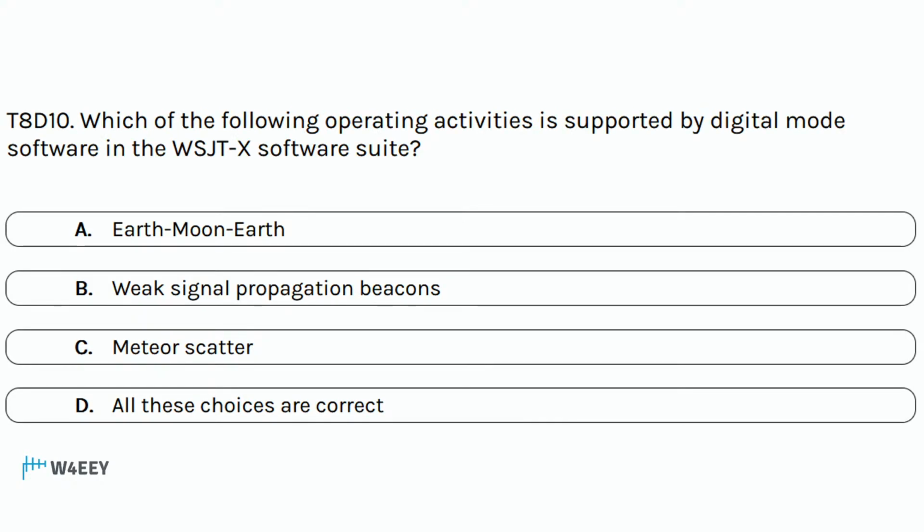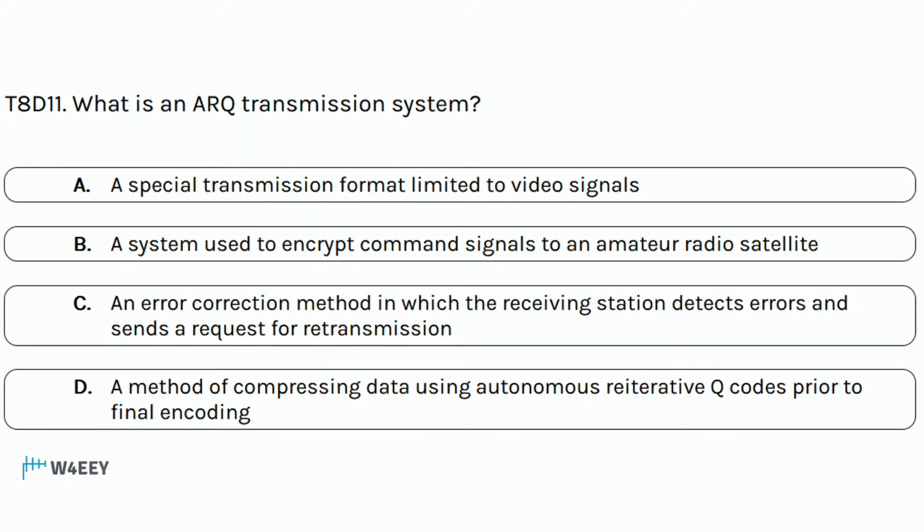So which of the following operating activities is supported by digital mode software in the WSJTX software suite? Need I say read carefully? Delta. Yeah, all of those. It started out for meteor scatter, but then they did Earth, Moon, Earth, and then weak signal propagation beacons. I didn't cover that, but yeah, all of those choices. The WSJTX software suite, which is free, it's a fascinating piece of software. All right, what is an ARQ transmission system?